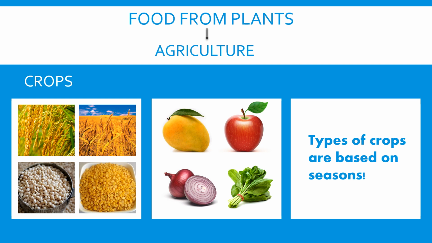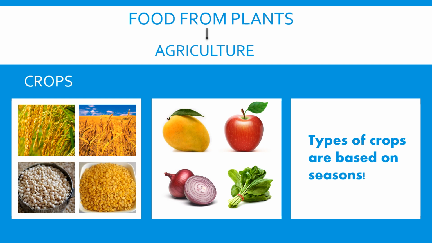And in another section we have fruits: mango, apple and banana. All these are fruits. Then vegetables: we have onion, spinach, potato. All these are vegetables. These all come under food crops.